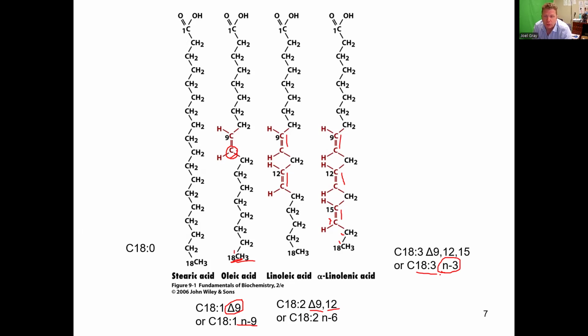So I just want to caution you about these two different numbering schemes. N or omega tells you where your first one is, and that's it. The delta numbering scheme tells you explicitly where all your other double bonds are. Now, a very good question, or a very valid question for this right here is, well, why do we have both?